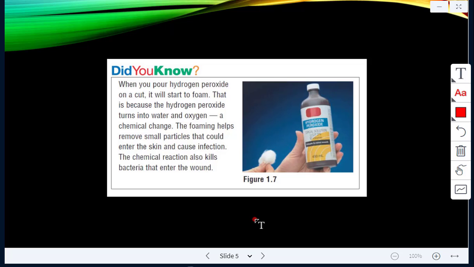This one here is an example of hydrogen peroxide, which is used to clean cuts or wounds. When you pour hydrogen peroxide on a cut, it starts to foam. The reason is that hydrogen peroxide turns into water and oxygen, which is a chemical change. That foaming helps remove the small particles that enter the skin and might cause an infection. So this chemical reaction will also kill bacteria that may enter the wound.